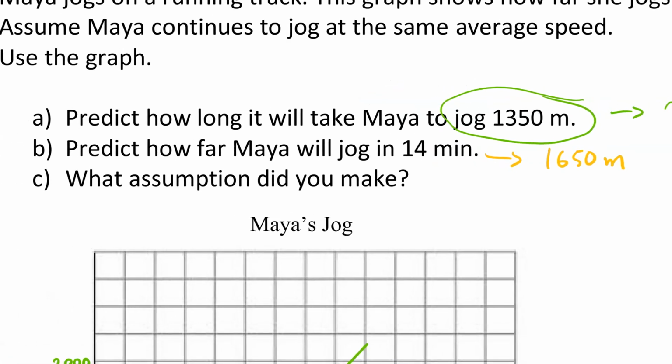The last part here says, what assumptions did you make? Well, the assumption that we made was that Maya will continue to run at the same pace. She's not going to get tired. She's going to continue through at the exact same pace, which means she's traveling at the same meters per minute.